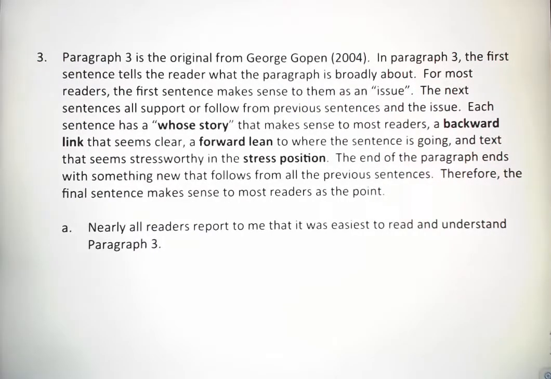Paragraph 3 is the original from George Gopin's book in 2004, a paragraph taken from a student undergraduate essay. In paragraph 3, the first sentence tells the reader what the paragraph is broadly about. For most readers, that first sentence makes sense to them as an issue. The next sentences all support or follow from previous sentences and the issue.